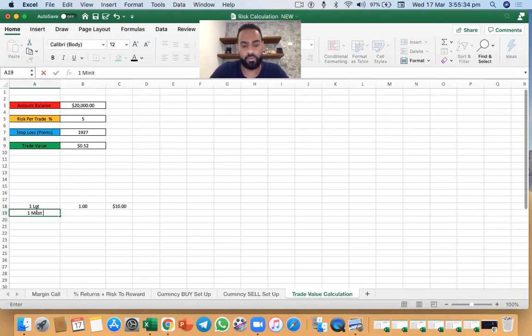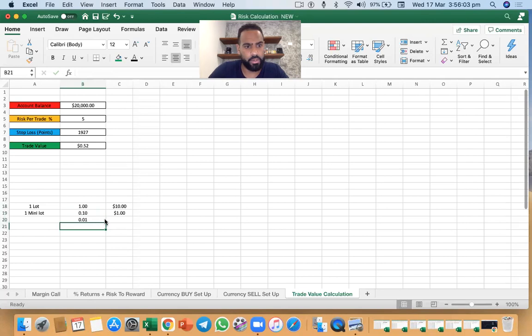One mini lot is 0.1, and that is equal to $1 per point. Then you've got one nano lot, and that is equal to 10 cents per trade. One lot, one mini lot. I can't remember the other one off the top of my head. Sorry, my head's gone a bit blank.